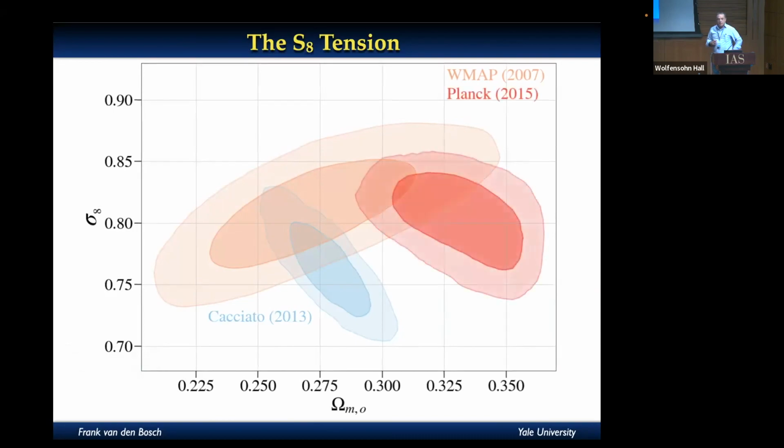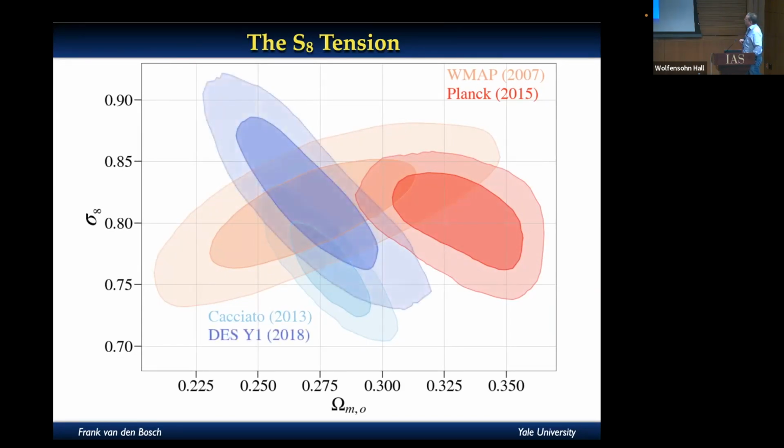Then a few years later, Planck spoiled the party. It said, no, it's down here. And there's some tension here. And the tension sort of hasn't died away. For example, DES year one did an analysis called the 3x2 point correlation function analysis and obtained these constraints here. These constraints are larger, or weaker, than ours. That's because they throw away all the data on nonlinear scales. They only looked at large linear scales.